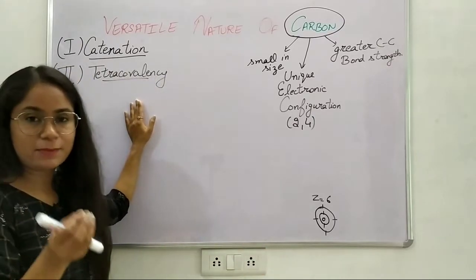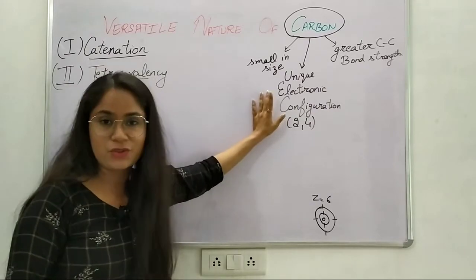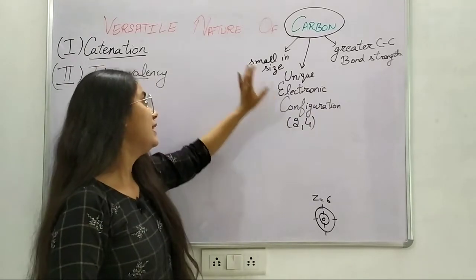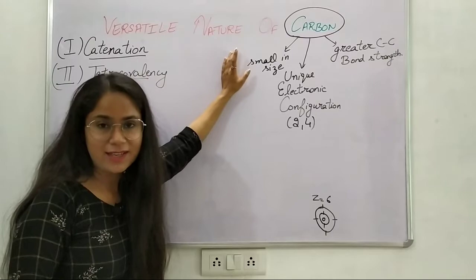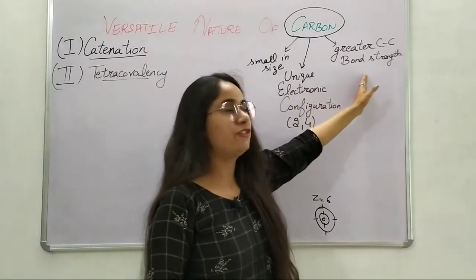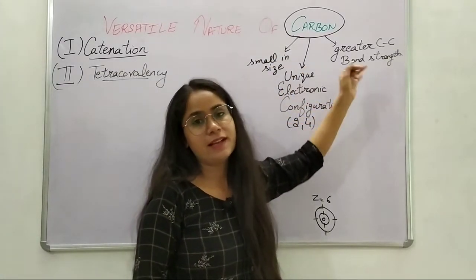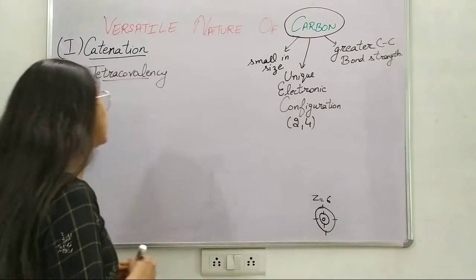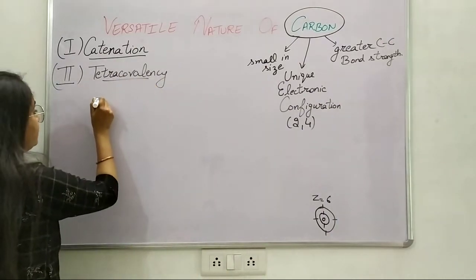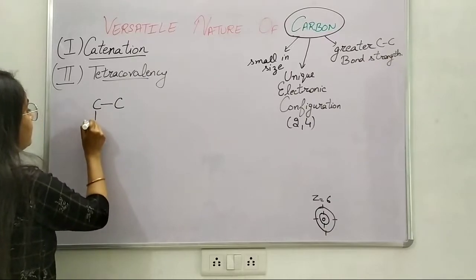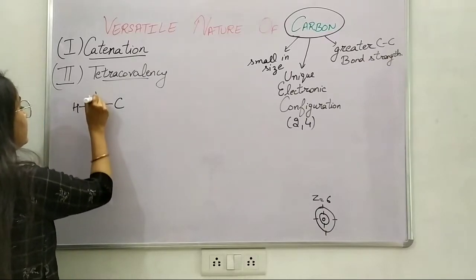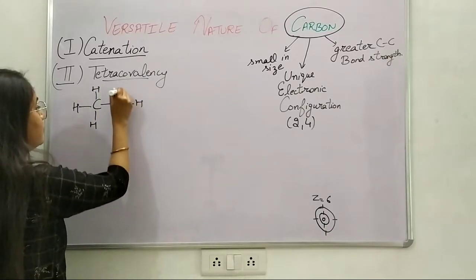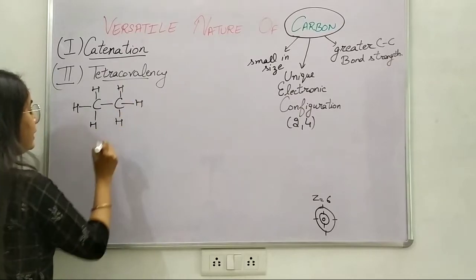Now why does carbon do so? Because it has a unique electronic configuration. Carbon is also smaller in size, and if it bonds with carbon, then it has greater bond strength. For example, in the case of ethane, this is the formula of ethane.